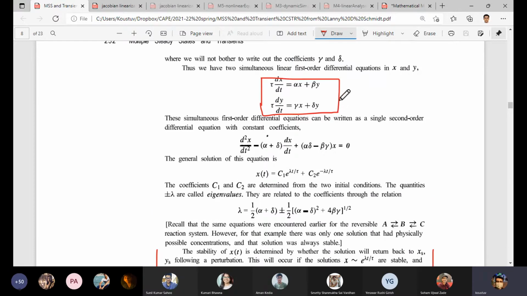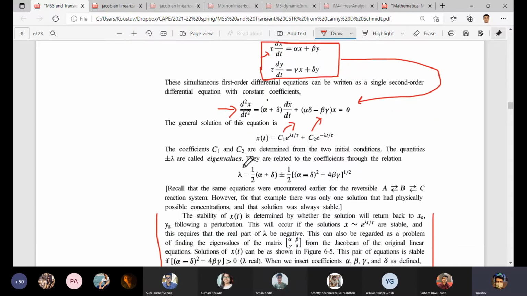These two expressions can be reduced to a single second order differential equation. Just take a derivative and substitute the dx/dt and dy/dt from these expressions. These expressions will give you this sort of combined expression, and the general solution is like this: c1 e to the power lambda t by tau, and c2 e to the power minus lambda t by tau. So c1, c2 are constants, which you will get from the initial conditions, right?